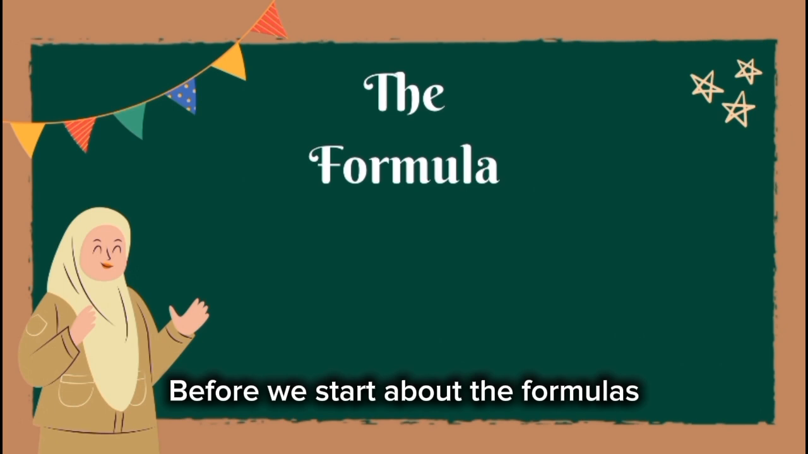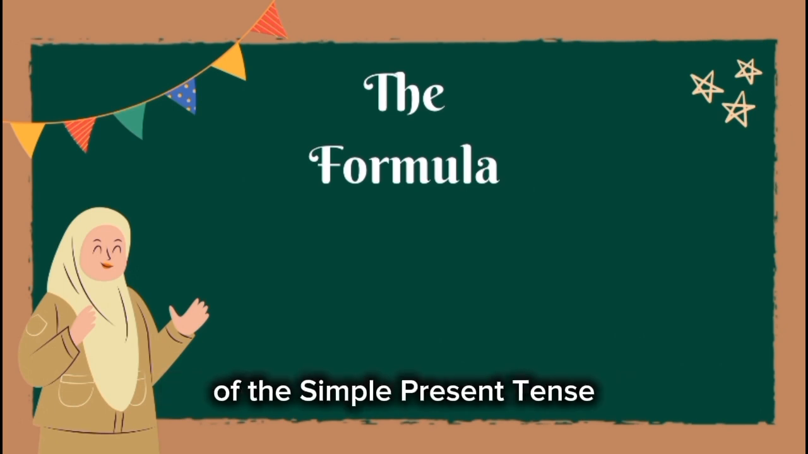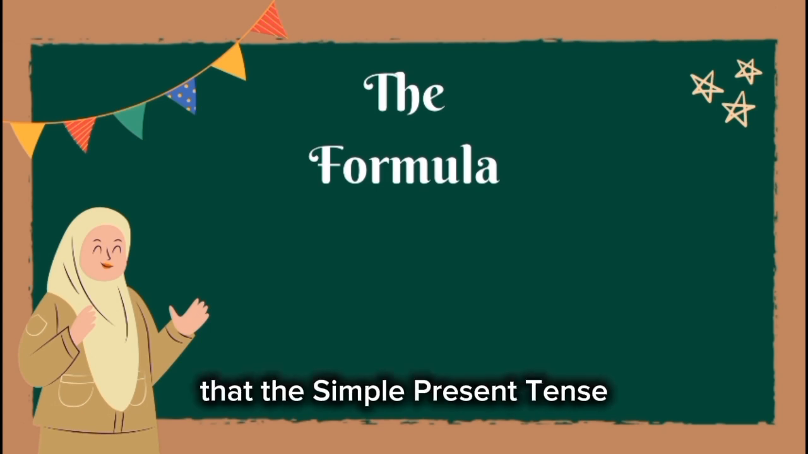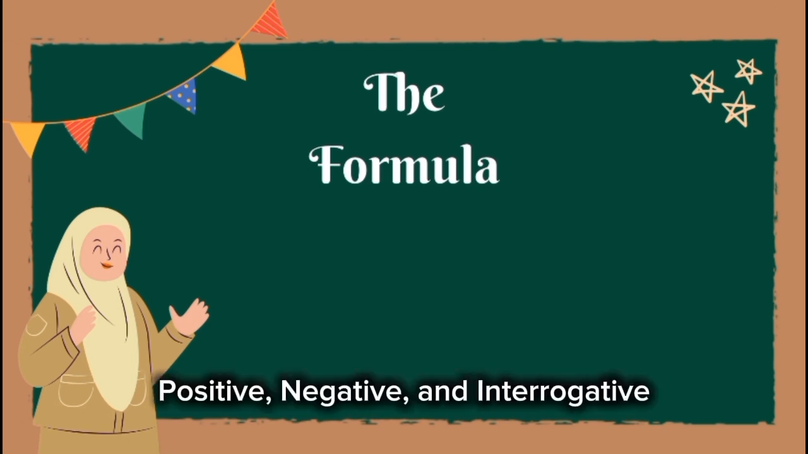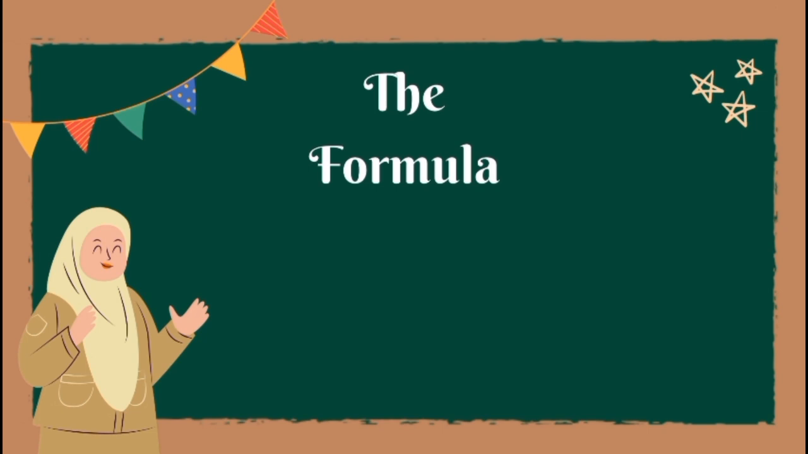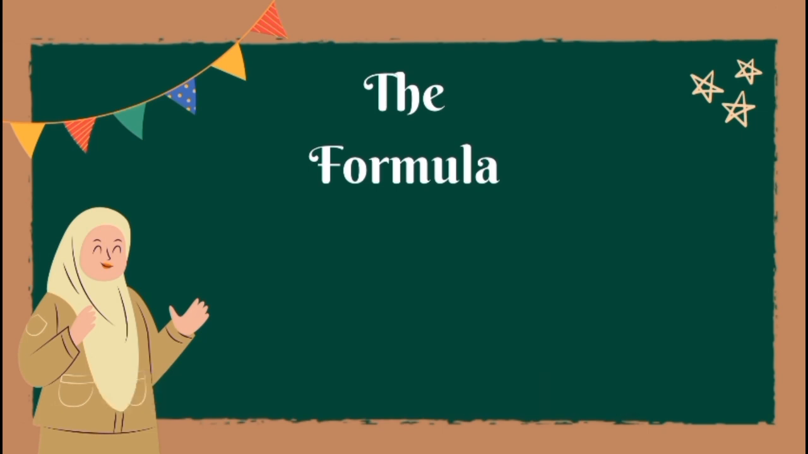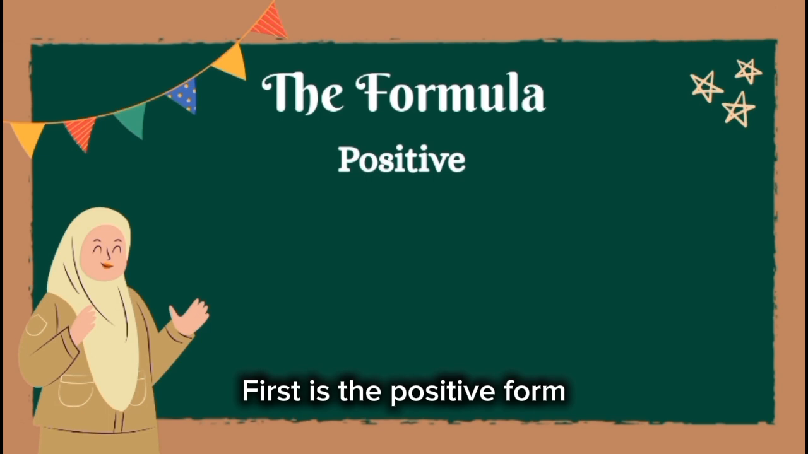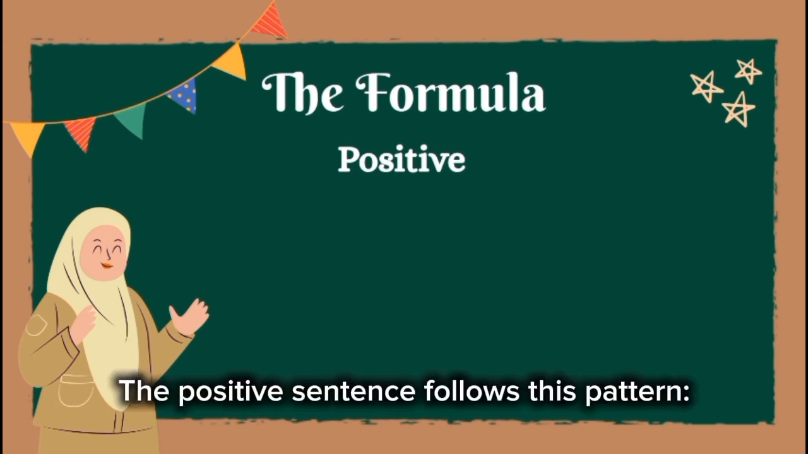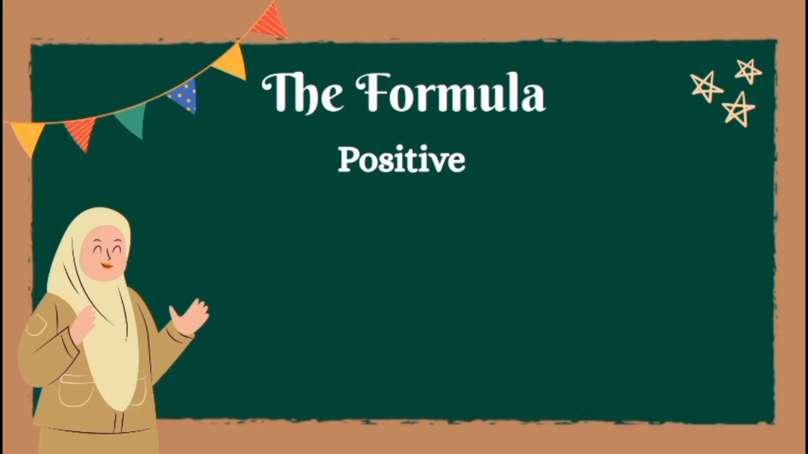Before we talk about the formula of the simple present tense, Miss would like to explain that the simple present tense has three types of sentences: positive, negative, and interrogative. Let's take a look at each of them one by one. First is the positive form. The positive sentences follow this pattern.